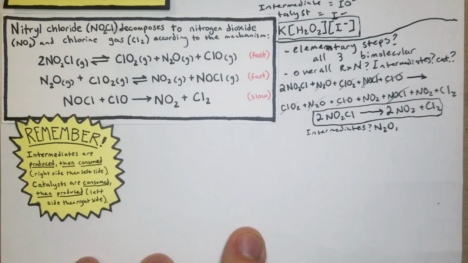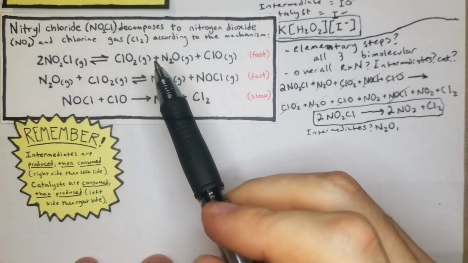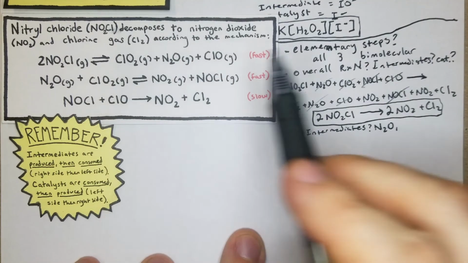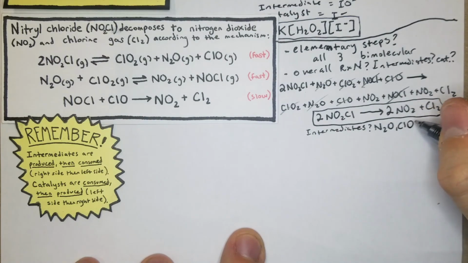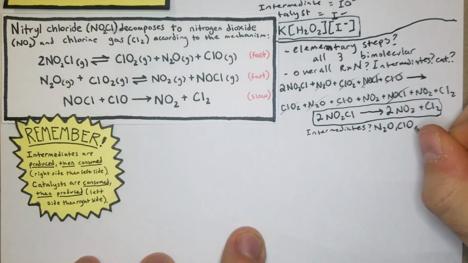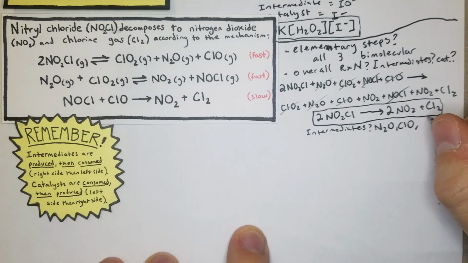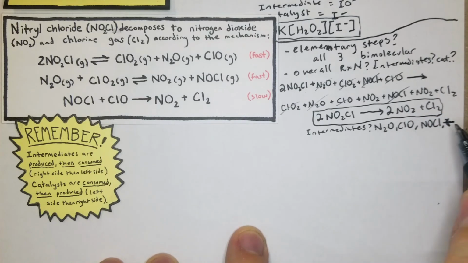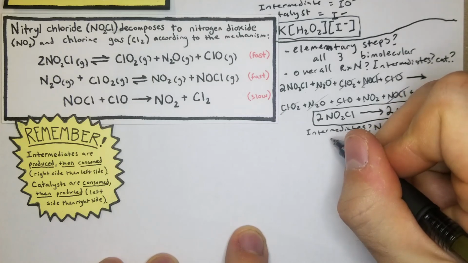Then we have our ClO. Where's that? ClO started here, ended here, same thing. And what else do we have here? Then we have our NOCl, same deal. And finally, we have our ClO. Oh, oops, I already wrote that. So yeah, we're just going to have those three intermediates here. And then let's see if we have any catalysts.